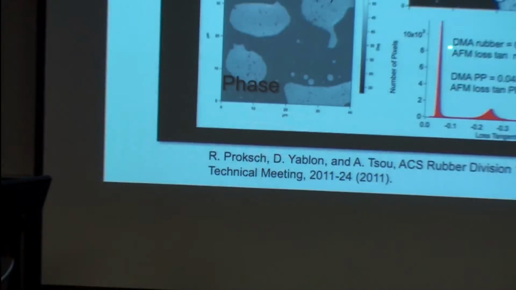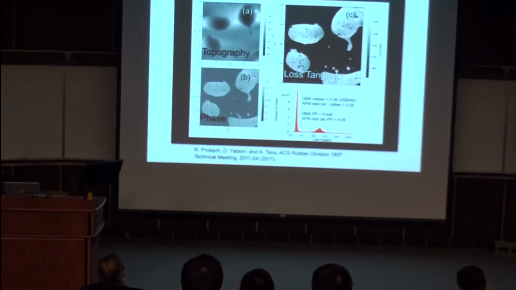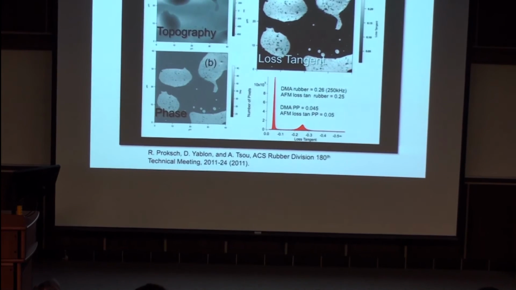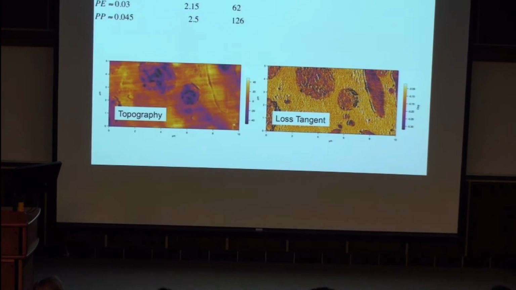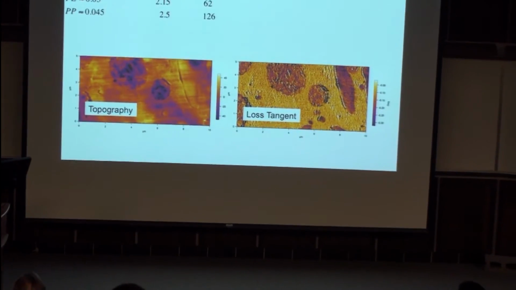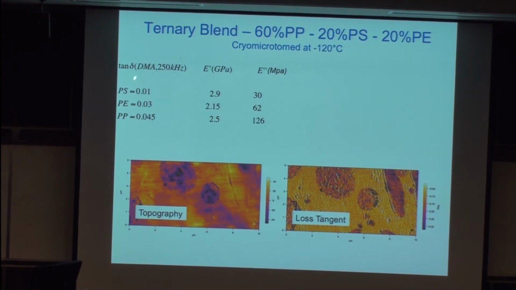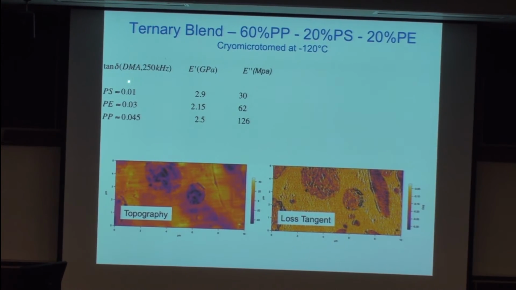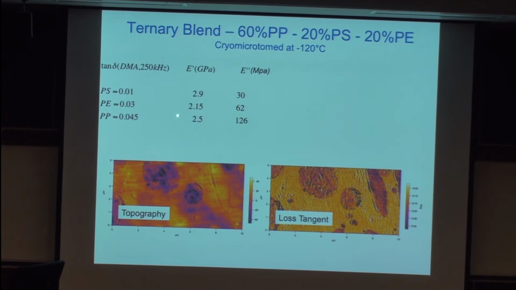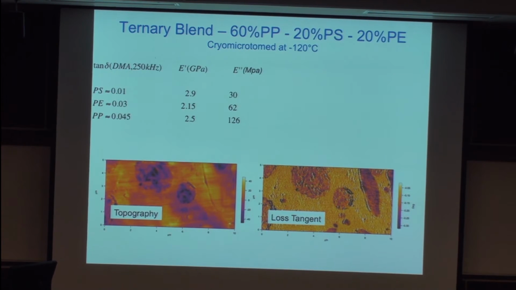That's just some measurements we have done, and this is comparing also the data you can obtain with this kind of reference method that people use in material science, the DMA technology. That's another example here where this time we have a ternary blend of polypropylene, polystyrene, and polyethylene. And again, this is the loss tangent that you can measure with the DMA method here. And this is the result we can get with the AFM.